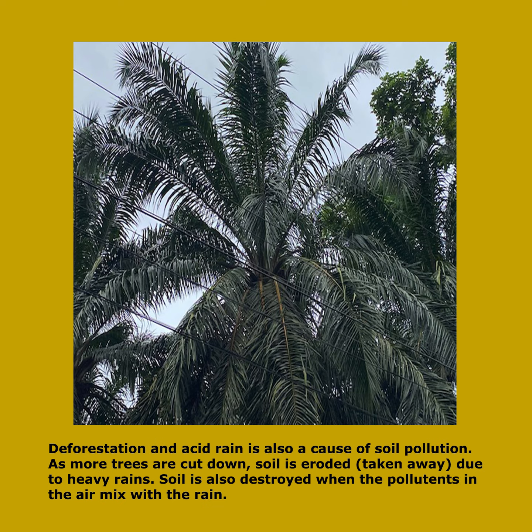Deforestation and acid rain are also causes of soil pollution. As more trees are cut down, soil is eroded and taken away due to heavy rains. Soil is also destroyed when the pollutants in the air mix with the rain.